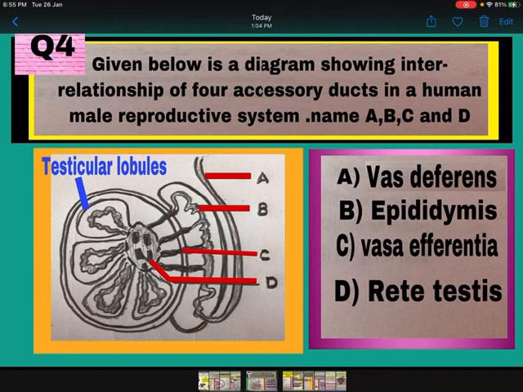So label D as rete testis and C as vasa efferentia. Vasa efferentia leave the testes and open into B. B is epididymis. So label this as epididymis. And epididymis leads to A, which is vas deferens. So see the labeling A B C D. A is vas deferens, B epididymis, C vasa efferentia and D rete testis. So these are the 4 accessory ducts present in human male reproductive system.